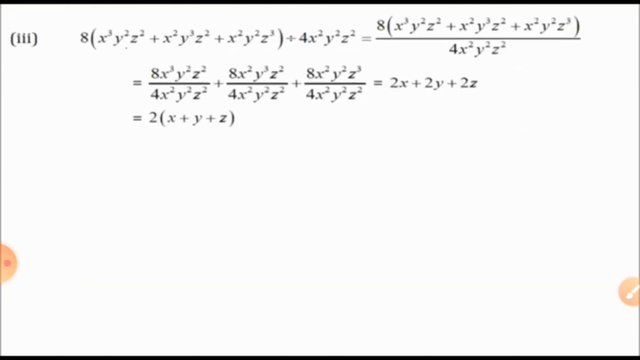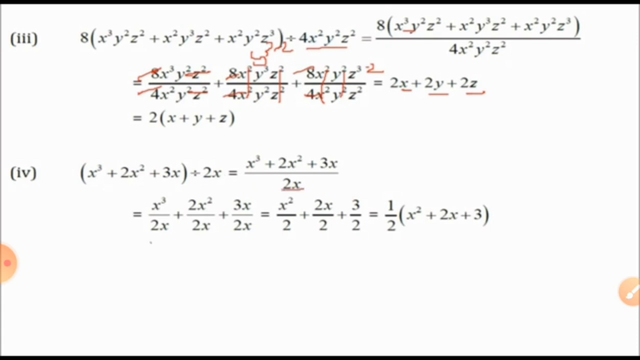Now look here: 8x raised to cube plus y²z² plus x²y raised to cube z² x²y²z³ divided by 4x²y²z². So many students are afraid about this one, whatever to write: square, cube, x, y, etc. But when you put in the practice, it will be so easy and funny, and it gives the magic of maths.